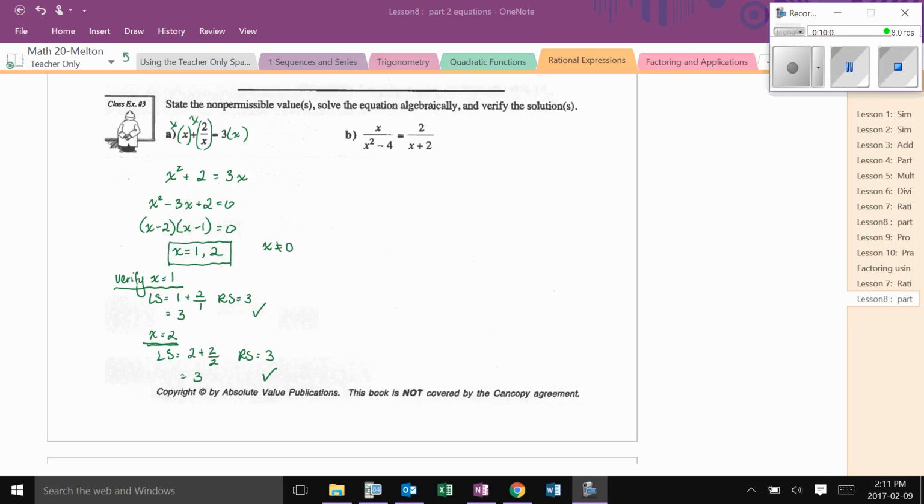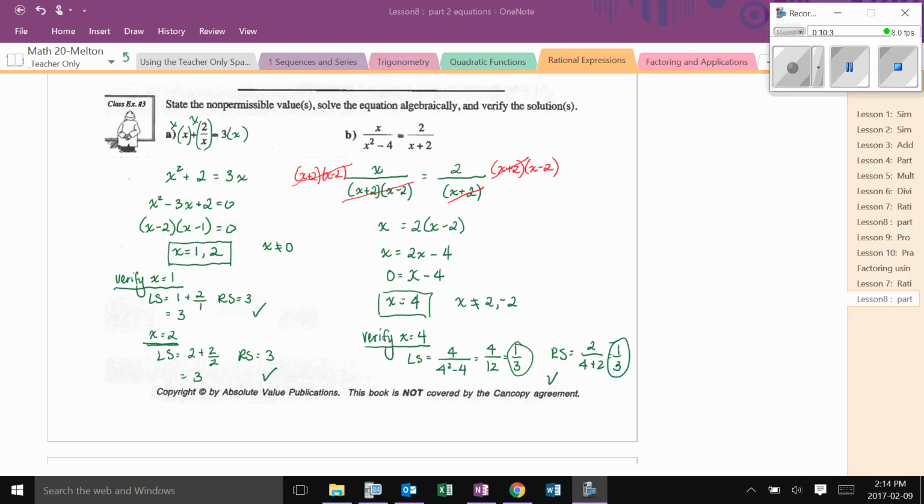And our non-permissible value is, of course, x cannot equal 0 because x is in the denominator on its own as a factor. Since that does not contradict our solutions, then our solutions stand, but we do want to verify just to be sure. So we substitute first x equals 1 into the left side, the right side to see that they're both equal, and then again x equals 2 into the left side and the right side to ensure that they are also equal. So that confirms that our solution is x equals 1 and x equals 2.